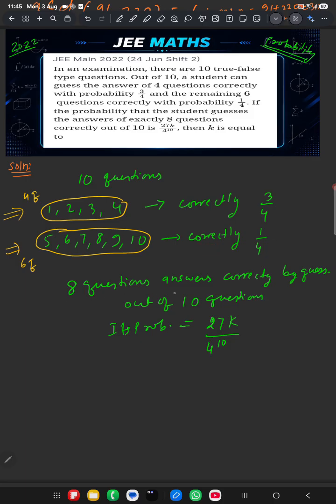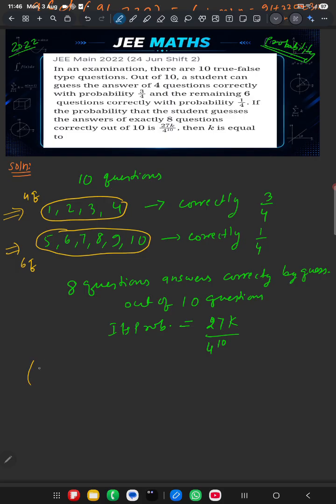Now, 8 questions correctly by guessing out of 10 questions. This is given in your question, that he or she answered 8 questions correctly out of 10 questions, and its probability is given like this. Now you have to find this value k. So let us start solving the question. Now the answers of 8 questions will be correct in how many ways? First of all, form the groups.